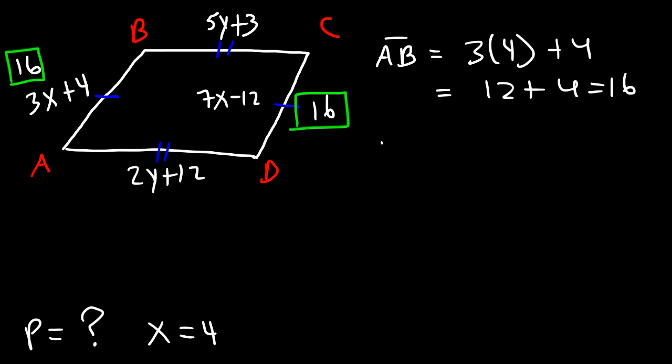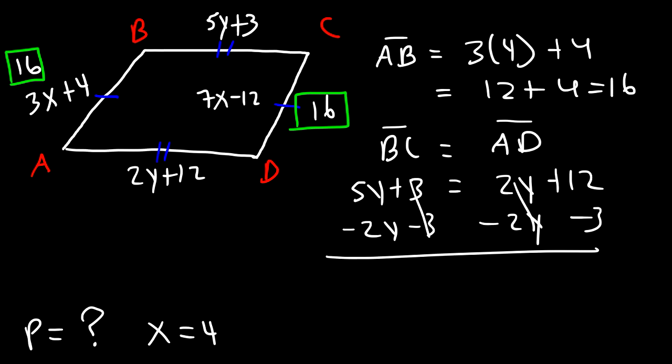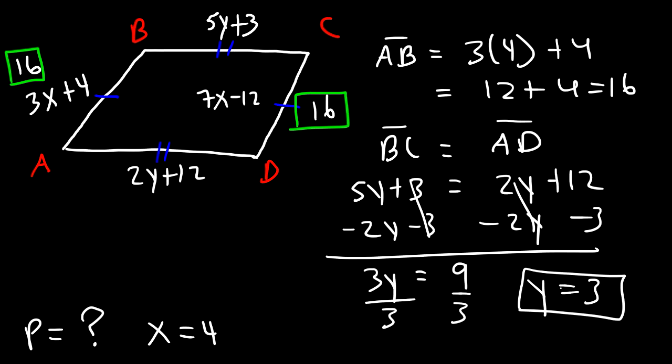Now we could also set BC equal to AD because they have the same length. Now BC is 5y plus 3. AD is 2y plus 12. So let's subtract both sides by 2y and by 3. 5y minus 2y is 3y. 12 minus 3 is 9. And 9 divided by 3 is 3.